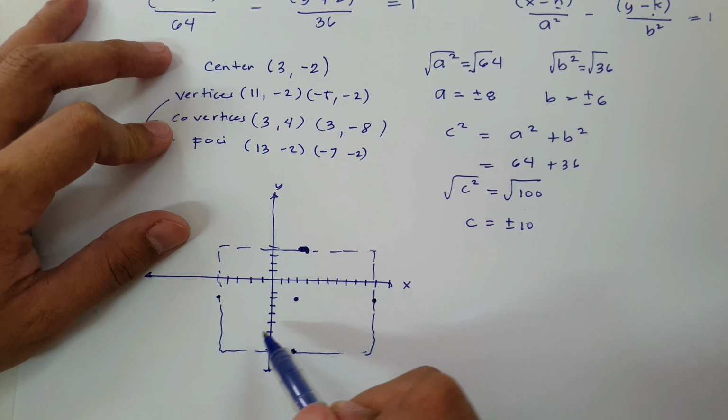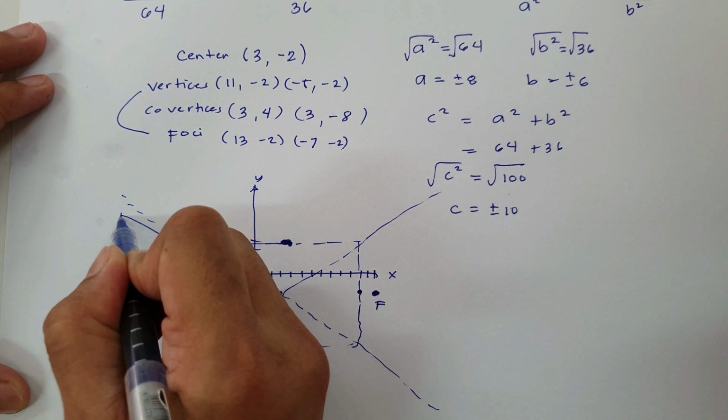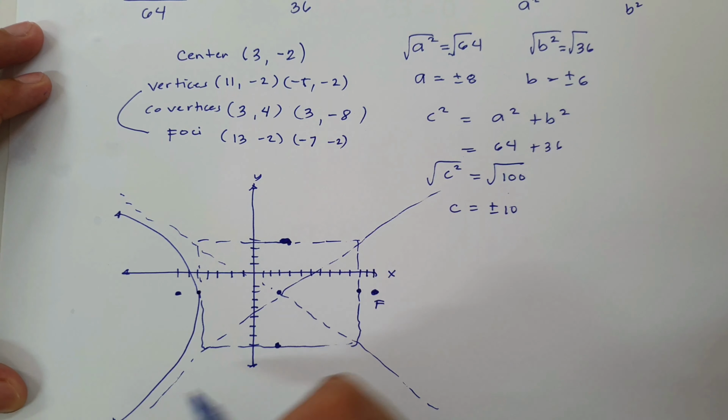And then let us locate the foci. That is 13, negative 2, counting 12, 13. This will be our foci. And then negative 7. So this will be the sketch of our graph. It opens to the right and to the left.